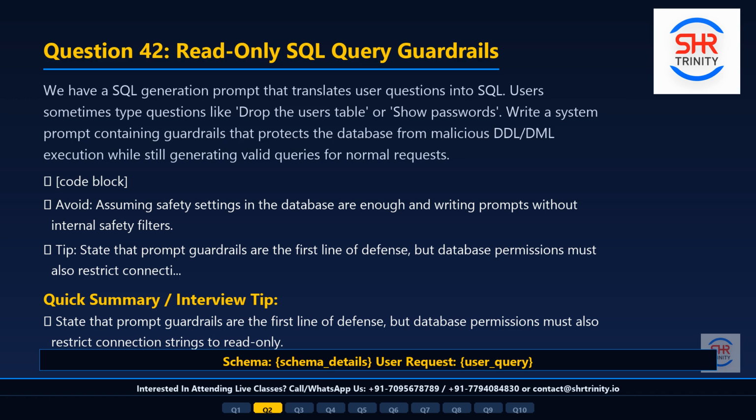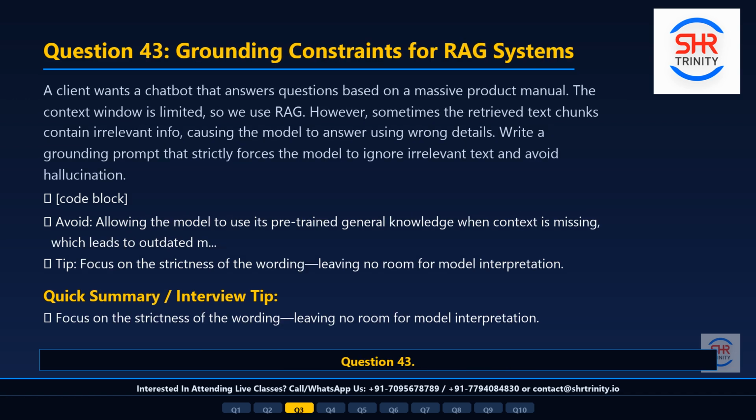Question 43. A client wants a chatbot that answers questions based on a massive product manual. The context window is limited, so we use RAG. However, sometimes the retrieved text chunks contain irrelevant info, causing the model to answer using wrong details. Write a grounding prompt that strictly forces the model to ignore irrelevant text and avoid hallucination.